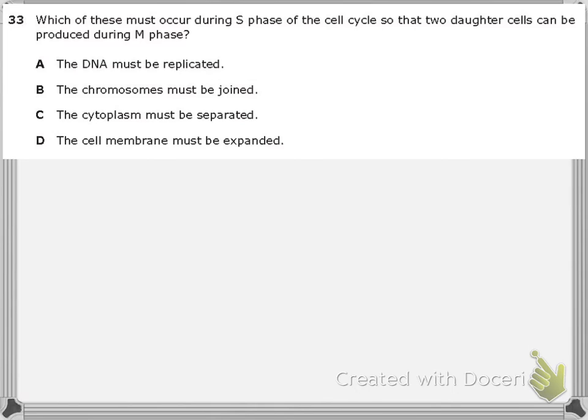We are going to go over question 33. If you guys want to go over that yourselves, pause it. Otherwise, let's get rolling. Which of these must occur during the S phase of the cell cycle so that two daughter cells can be produced during M phase?